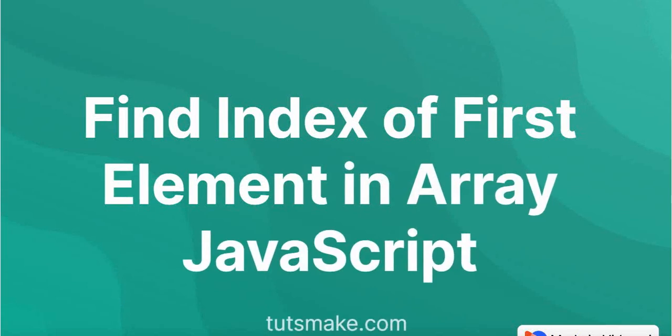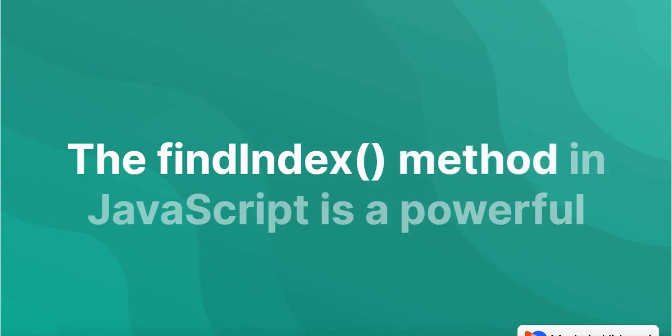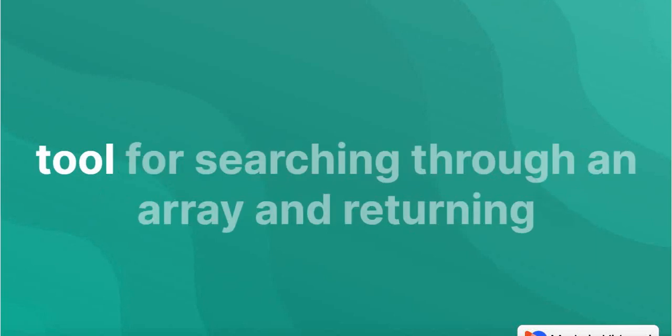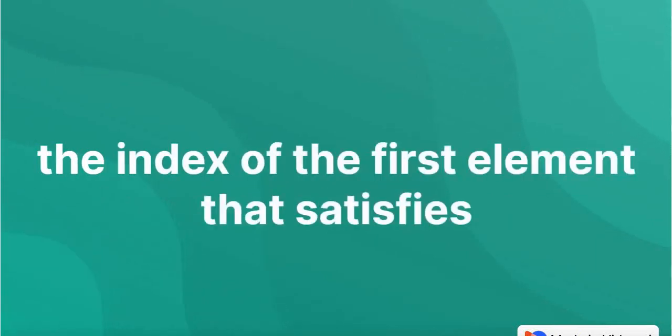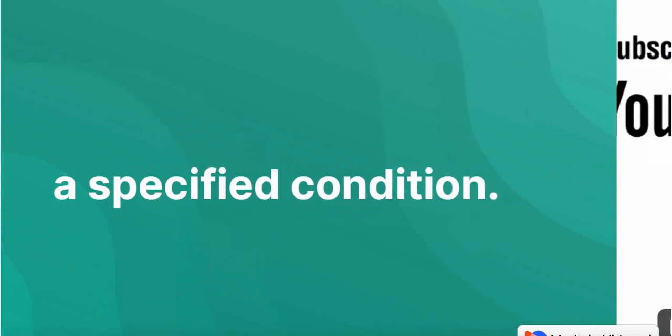Element in array JavaScript. The findIndex method in JavaScript is a powerful tool for searching through an array and returning the index of the first element that satisfies a specified condition.